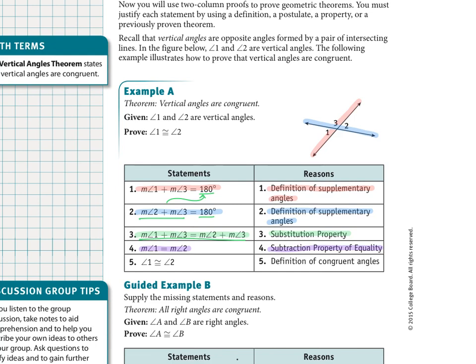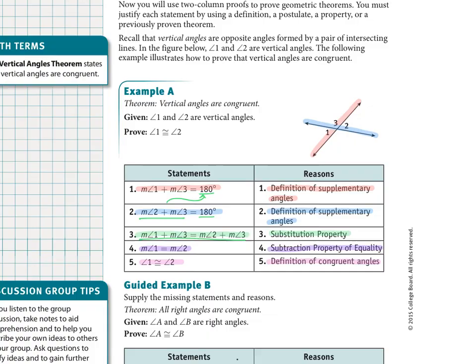Now, our last step is taking the measure of angle 1 and changing it to be angle 1, right? If the measure of angle 1 is equal to the measure of angle 2, then we must know that angle 1 is congruent to angle 2. That goes back to the definition of congruent angles. If we know angle measures are equal, then we know the two angles are also congruent. All right, we walked through our first geometric proof.